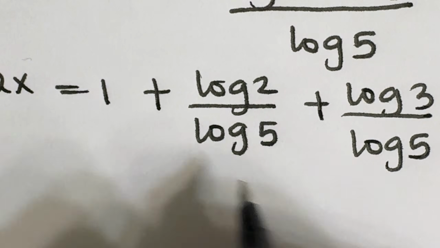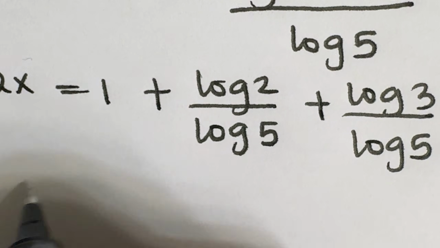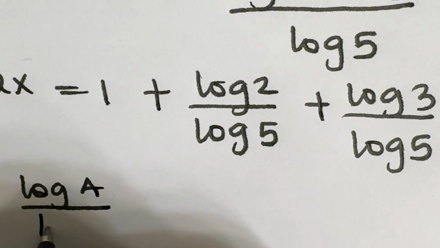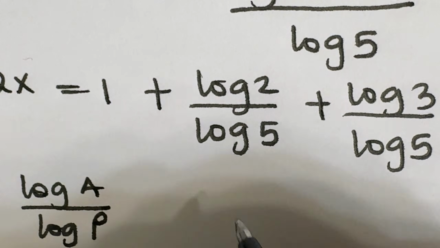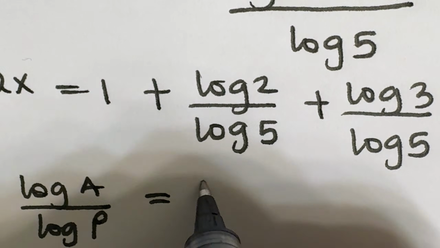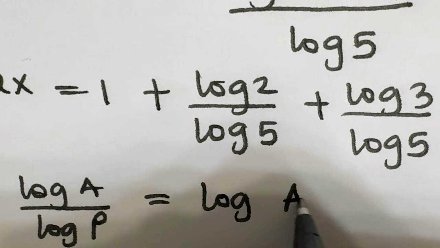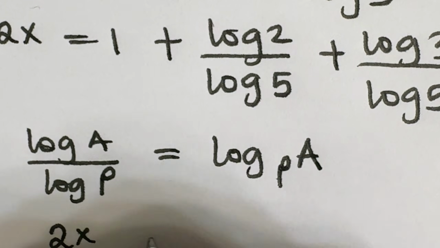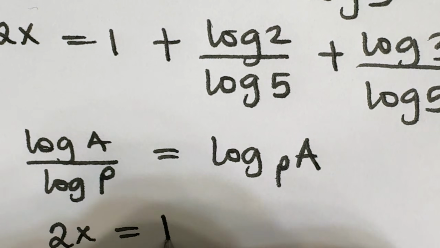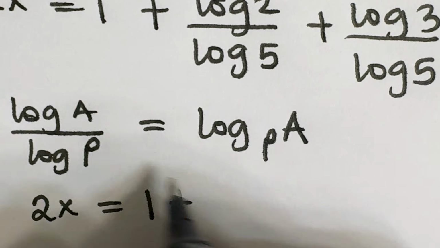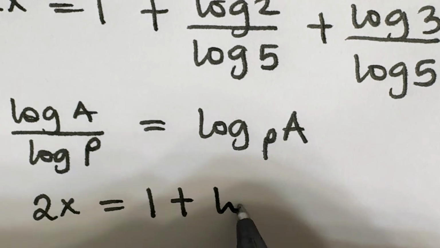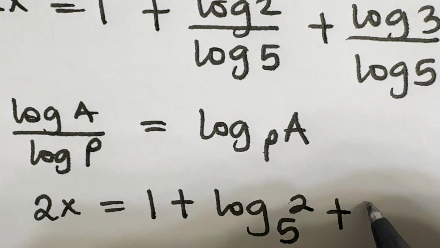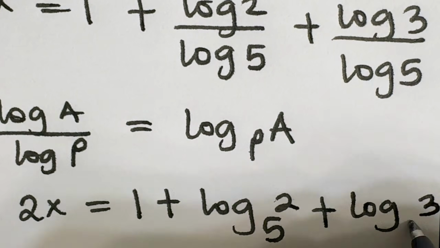Then we examine these two expressions, and you see they are of the form log a divided by log p. By law of logarithm, this will give us log a base p. Therefore, we're going to have 2x is equal to 1 plus, by this law, this becomes log 2 base 5. Then plus, for the same reason, this becomes log 3 base 5.